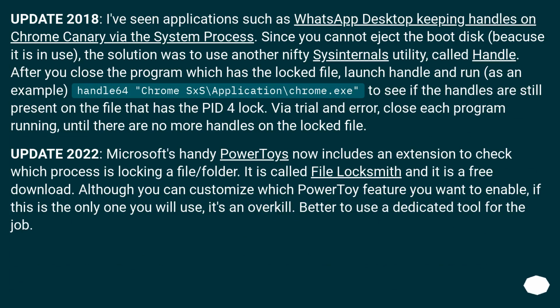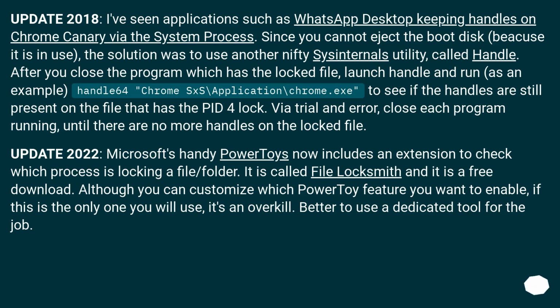Update 2018: I've seen applications such as WhatsApp Desktop keeping handles on Chrome Canary via the System process. Since you cannot eject the boot disk, because it is in use, the solution was to use another nifty Sysinternals utility, called Handle. After you close the program which has the locked file, launch Handle and run, as an example, handle64 chrome sxs/application/chrome.exe to see if the handles are still present on the file that has the PID 4 lock. Via trial and error, close each program running, until there are no more handles on the locked file.